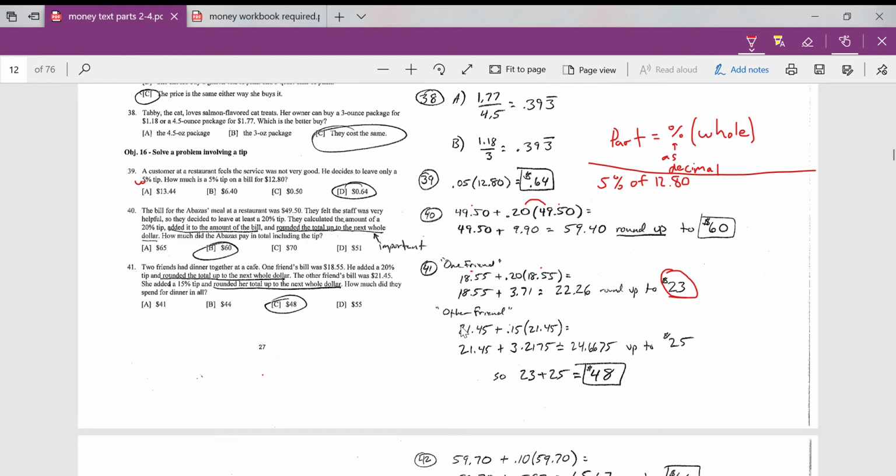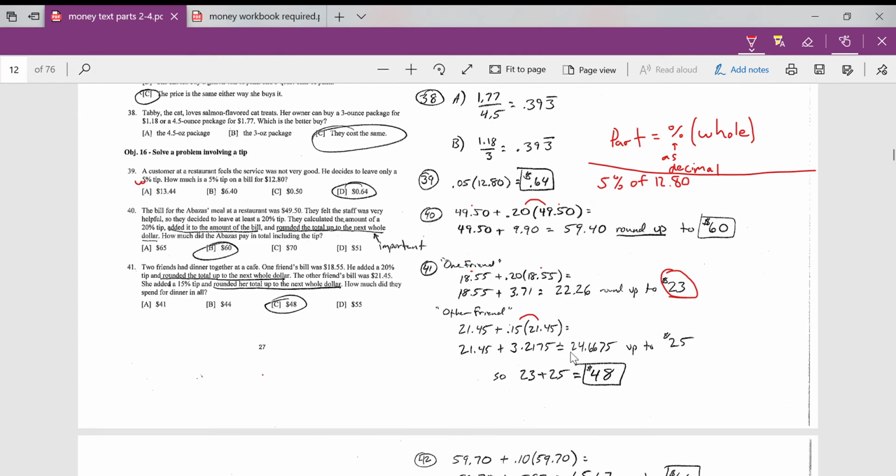The other friend has a bill of $21.45. She leaves a 15% tip, so we start with $21.45, add 15% of that, so 0.15 times $21.45. We multiply this first. When you multiply those two together, you're going to get 3.2175. Even though that's too many numbers for money after the decimal, I'm just leaving it right there. I'm going to add the 21.45, and then I'm going to round after.